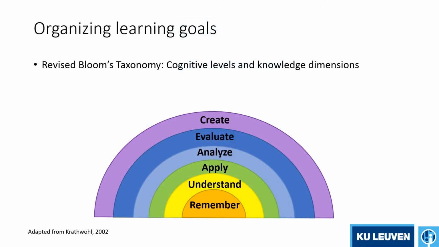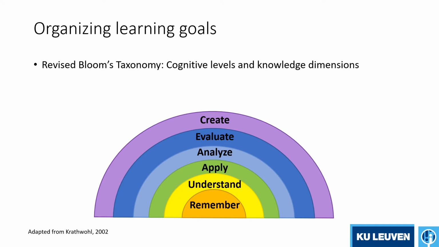One way to organize your learning goals is to base them on Bloom's taxonomy that identifies cognitive levels and knowledge dimensions. So the most basic cognitive level is about remembering things. So for example, remembering all the symbols that you have in the BPMN modeling language. One step up is about understanding the meaning, for example, of those symbols. And then in the third step, it is about applying what you have learned. So for example, choosing the right symbol to represent a given activity or a given type of event.